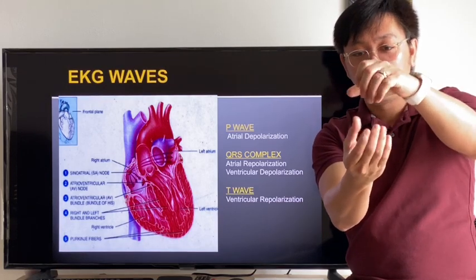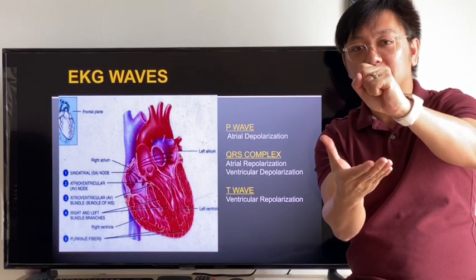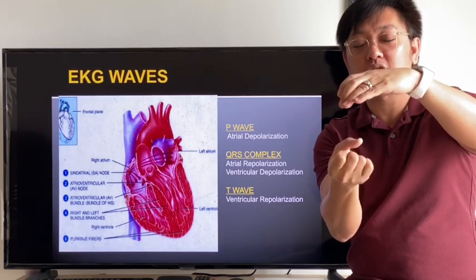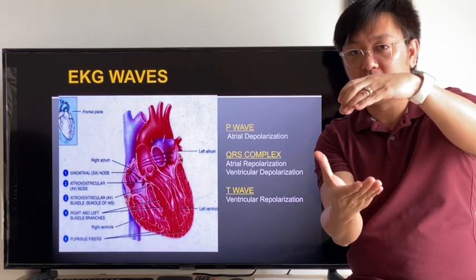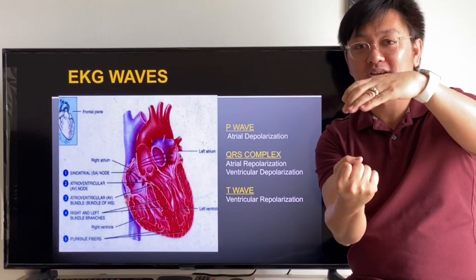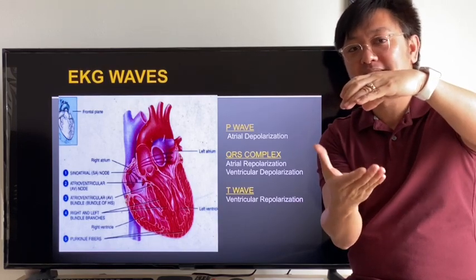P wave, QRS complex, T wave. P wave, atrial depolarization; QRS complex, atrial repolarization and ventricular depolarization; and T wave, ventricular repolarization.